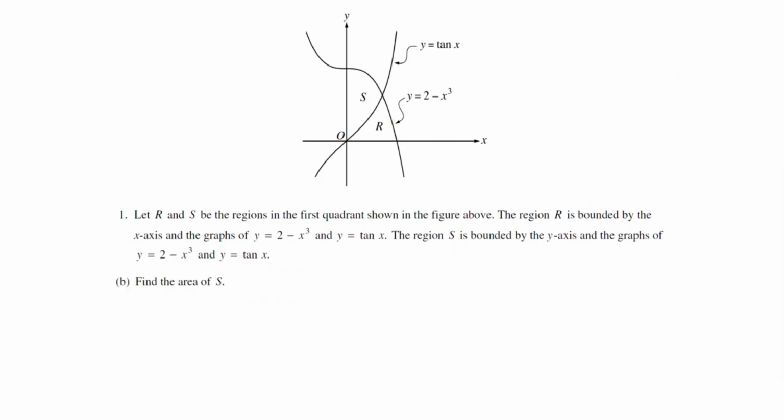In part B, they want us to find the area of S. Now, for the area of S, we're looking at the upper function, which is tangent x, and the lower function is 2 minus x cubed. So we're just going to integrate that from 0 to, and I just wrote those backwards. That's not our upper function. Our upper function is 2 minus x cubed. So it's 2 minus x cubed minus tangent x.